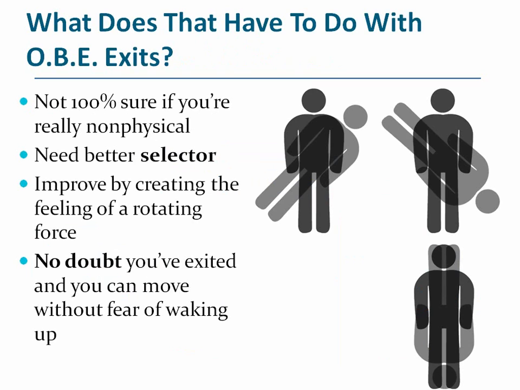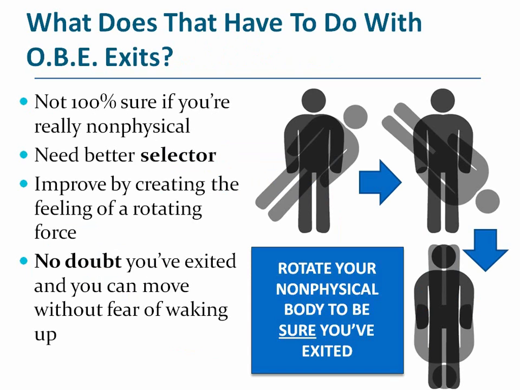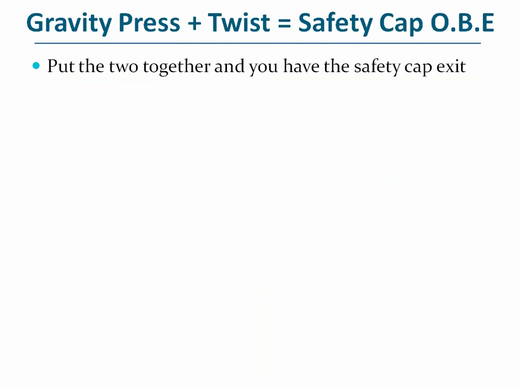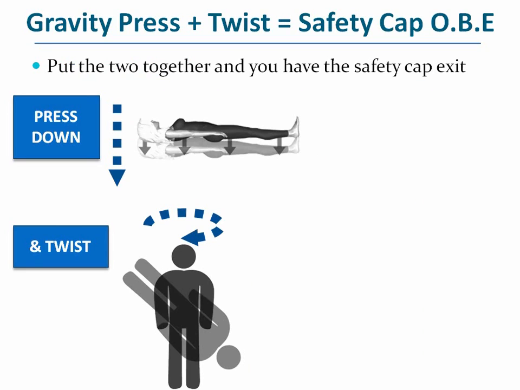What you need is a better selector to be sure that there's absolutely no question in your mind that you're non-physical. To fix this, create a feeling of a force that rotates you around your belly button so that your head swings around 180 degrees and ends up where your feet are. At that point, there is no doubt that you're in an OBE, and you can get up without fear of actually moving your physical muscles and botching the trance. In other words, you just press down and twist and you have an OBE.